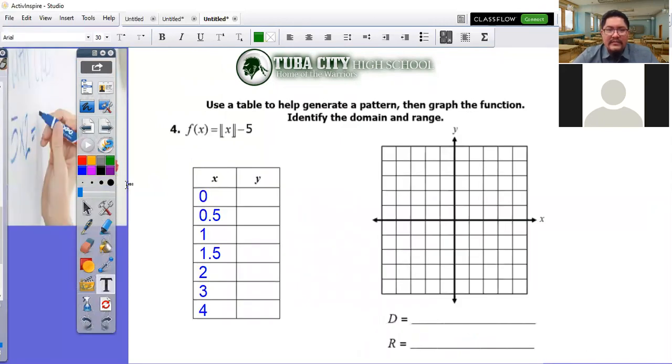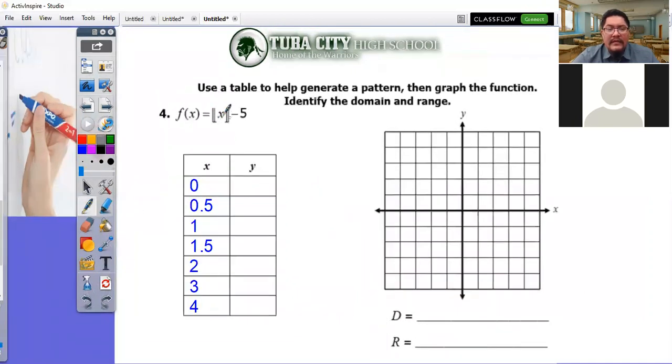So let's see what we got here. Same thing. We have our x marked in the greatest integer function. Same directions, right? We use the table, make a pattern, graph it, and then identify the domain and range. So here I have 0. Let's go ahead and plug 0 in here. Now, this one's a little bit different than the second example when we were introducing the double bars. This one says we should round it down first and then subtract 5.